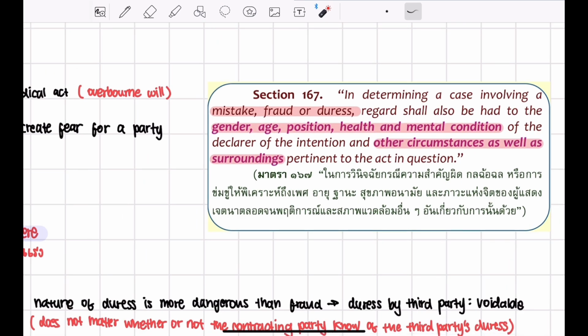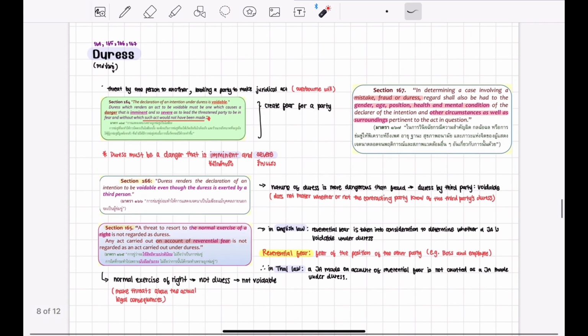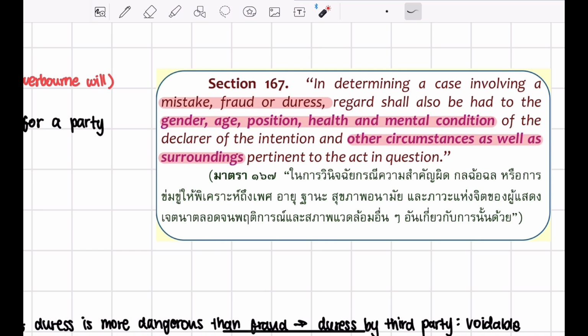So there is a section that might give the threatened party more advantage when they are in court. It is Section 167: in determining a case involving mistake, fraud, or duress, regard shall also be had to the gender, age, position, health, and mental condition of the declarer of the intention, and other circumstances as well as surroundings pertinent to the act in question. So this section includes into the law that to determine whether a party is under duress, fraud, or mistake, their age, gender, position, health, and mental condition shall be taken into consideration.